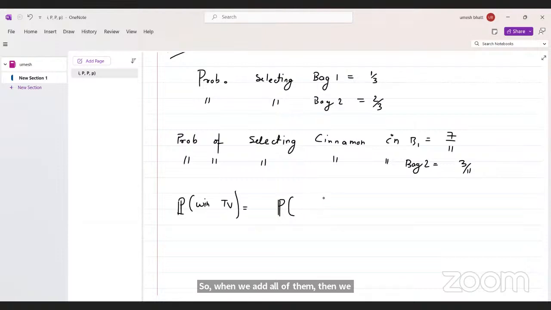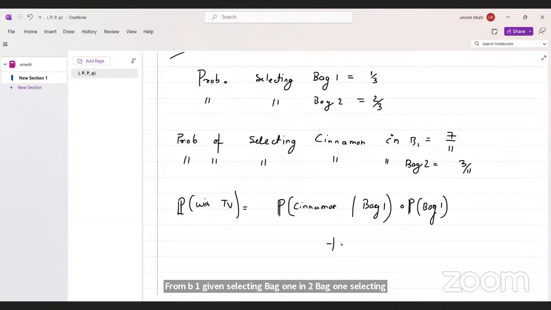So selecting cinnamon from B1 given selecting bag 1, times the probability of bag 1, plus the probability of selecting cinnamon candy from bag 2 given selecting bag 2, times the probability of bag 2.